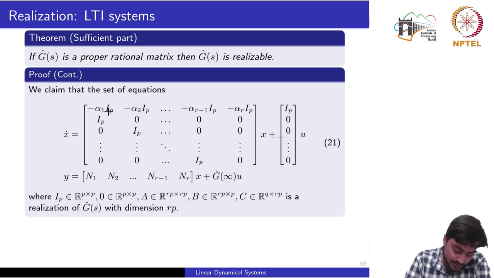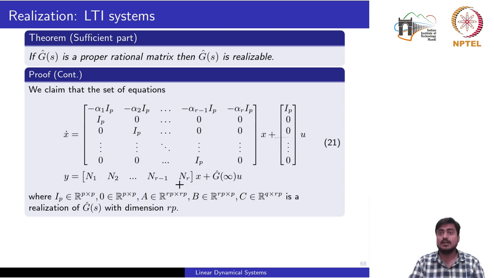where all these Ip are the identity matrix of dimension p. All these zeros are also matrices having all its elements 0. This A matrix has a dimension of Rp into Rp.